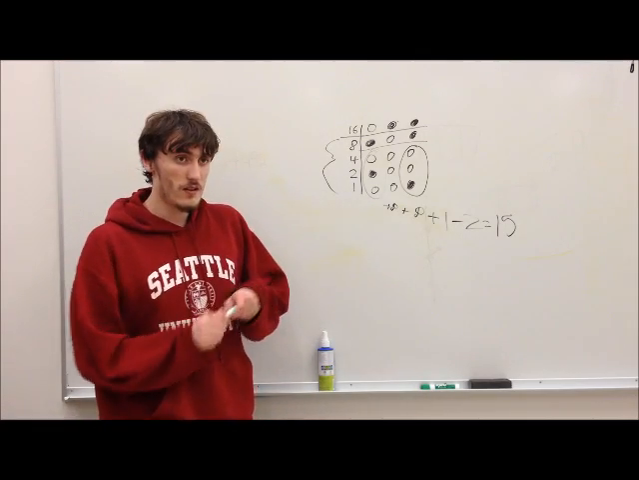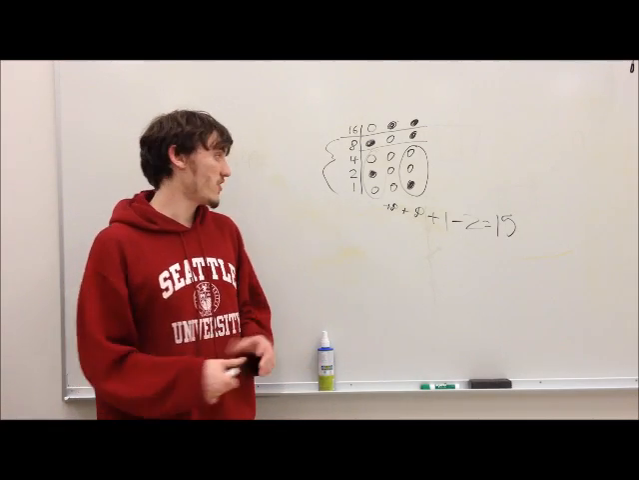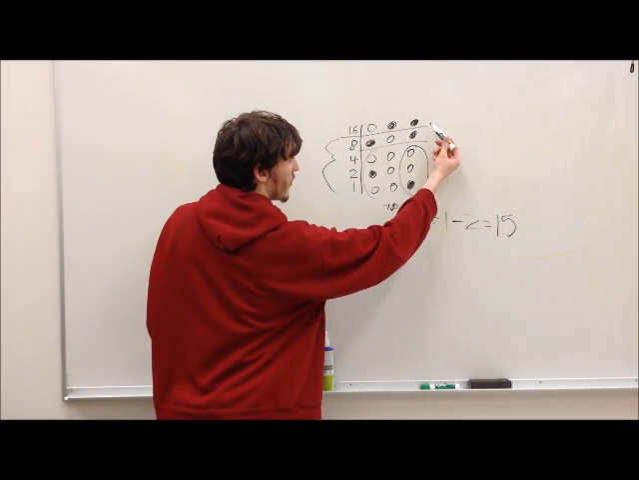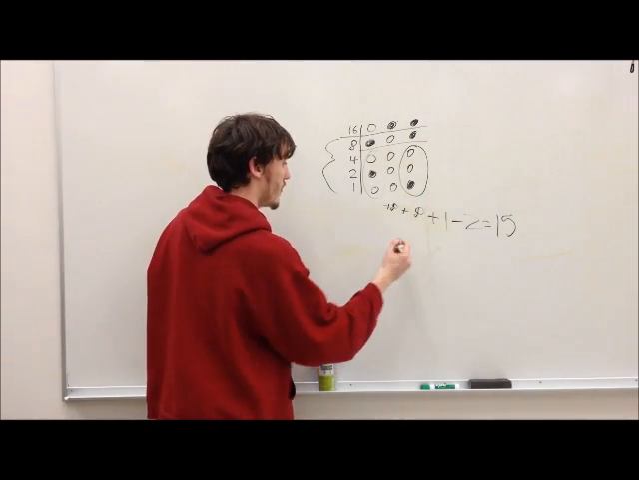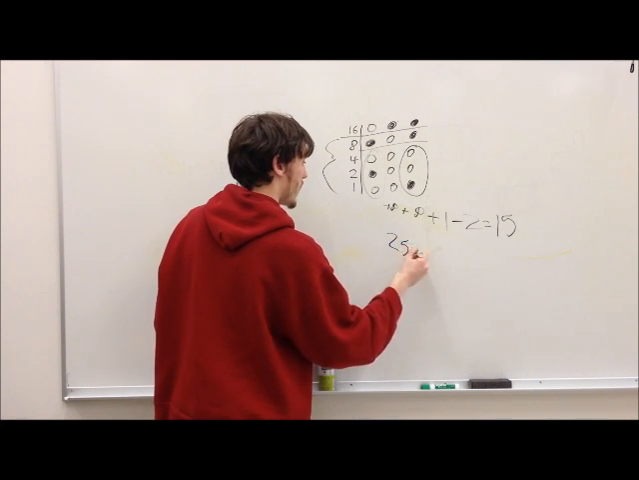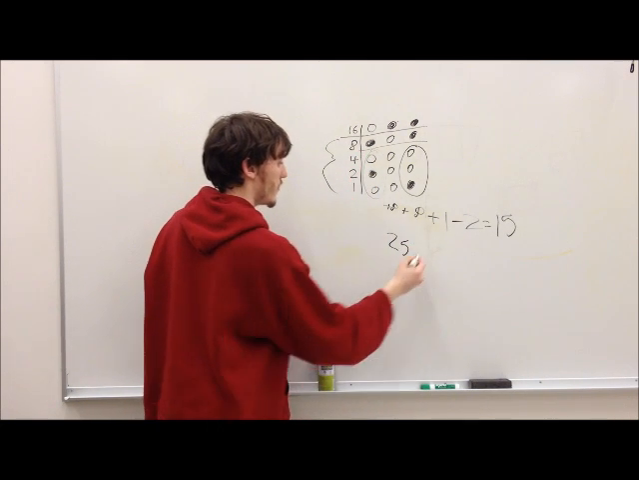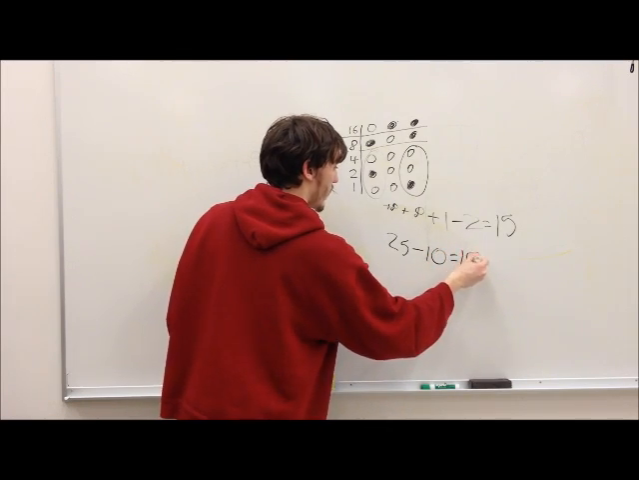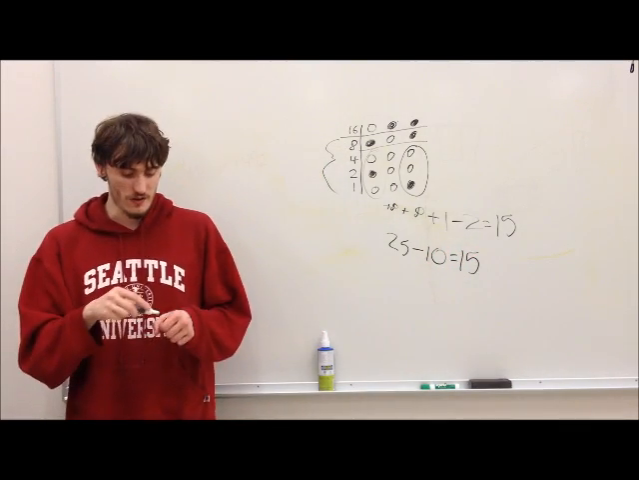Now, let's consider how many pulses have actually happened. Over here, 16 plus 8 plus 1 is 25. 8 plus 2 is 10. So in the meantime, we have in fact had 15 pulses on our counter.